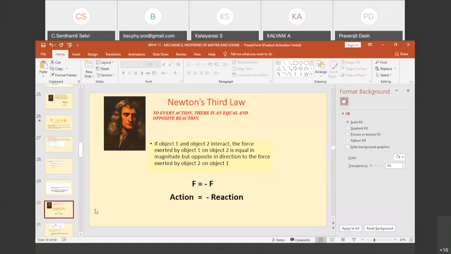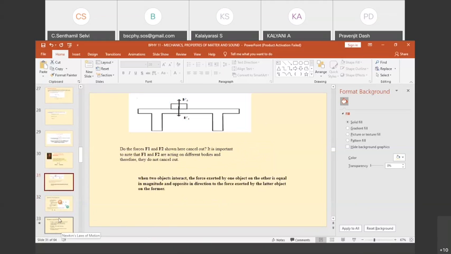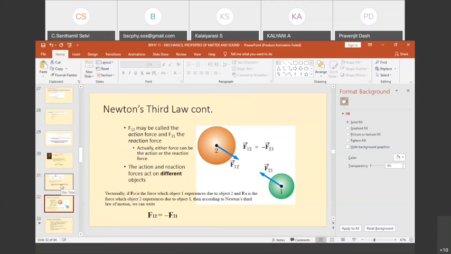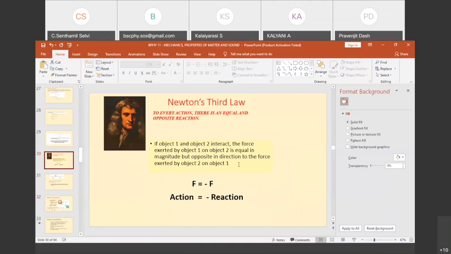So if you are taking two objects, the objects one and two are interacting, that is your action. Two objects are interacting. In magnitude it is equal, but it will be in the opposite direction. So the force acting on the first body is F, and the force acting on the second body is minus F. So we can say F is equal to minus F.